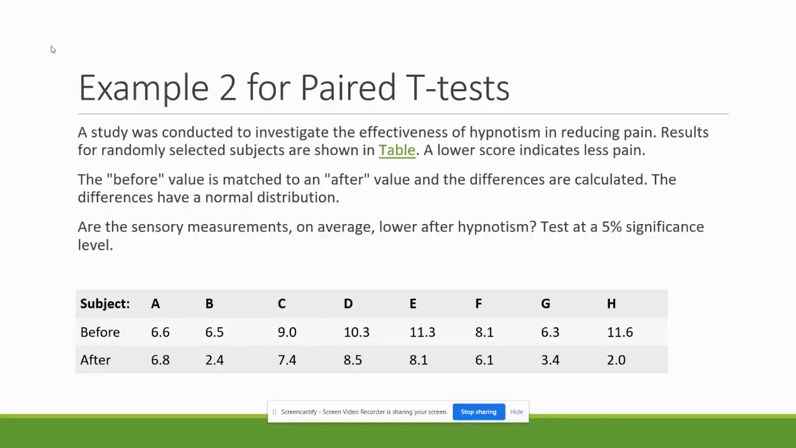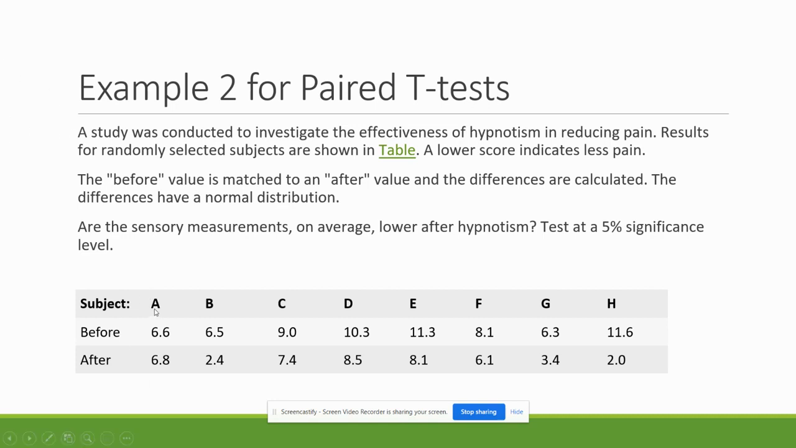A study was conducted to investigate the effectiveness of hypnosis on reducing pain. Results for randomly selected subjects are shown in the table below. A lower score indicates less pain. The before value is matched to an after value, and the differences are calculated. The differences have a normal distribution. Are the sensory measurements on average lower after hypnosis? Test at a 5% significance level.